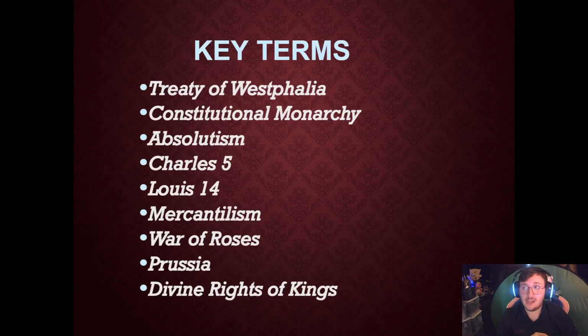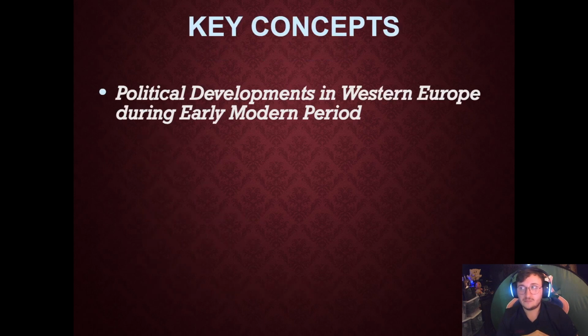So our key terms for today are going to be the Treaty of Westphalia, the Constitutional Monarchy, Absolutism, Charles V, Louis XIV, Mercantilism, the War of the Roses, Prussia, and the Divine Right of Kings. Our key concepts for today are going to be the political developments in Western Europe during the early modern period.